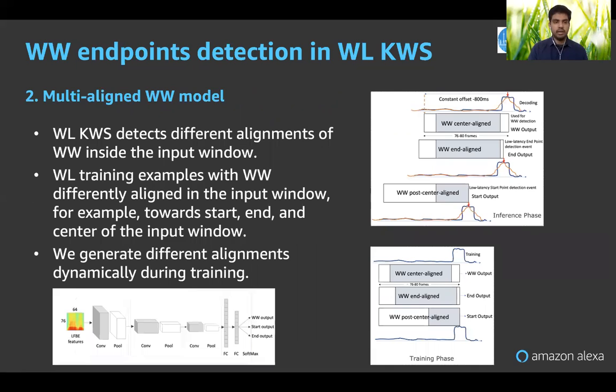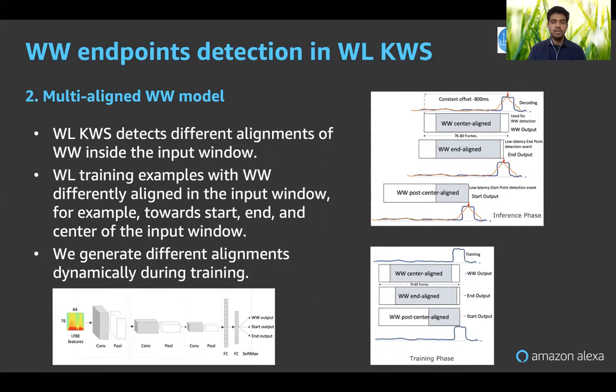Now coming to the second proposed method, it's called the multi-aligned wake word model. As the name suggests, this has aligned outputs. Let me explain what an aligned output is. Here we use the same network, the same word level CNN. We add two more outputs to the network, called the start output and the end output, together with the wake word output. Let us see what those new outputs are.